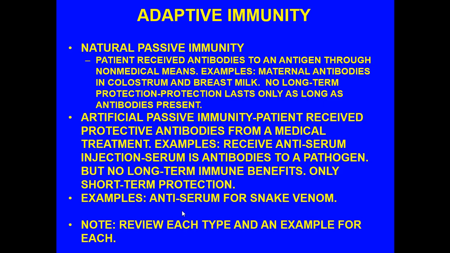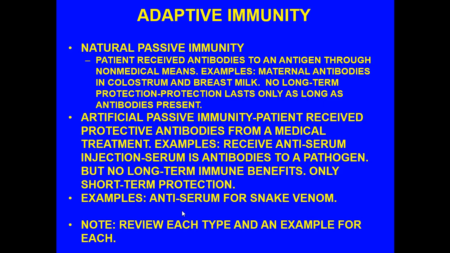And then basically what happens is that plasma may have sufficient antibodies to help individuals fight off the viral infection. It's very common for receiving anti-serum injections. The serum is antibodies to the pathogen or a pathogen toxin. Again, there is no long-term immune benefits. It's only short-term protection. Case in point, some people who have been exposed to individuals who have Hep A, they will get a gamma globulin shot.